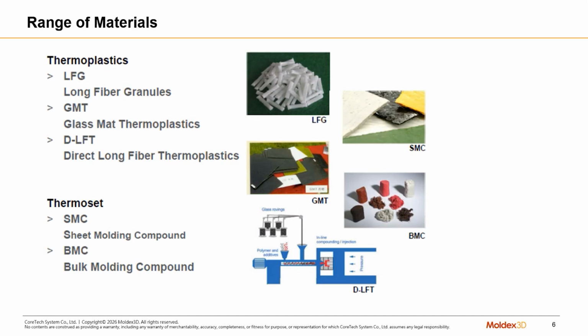Compression molding handles a wide range of materials, from rubber and silicones to thermosets, composites like BMC, SMC, and even some thermoplastics. The material type strongly influences how we set up the simulation because each has different rheological and thermal behavior. We'll see this reflected in the simulation challenges slide coming up shortly.